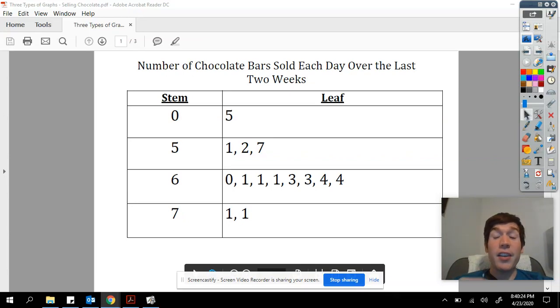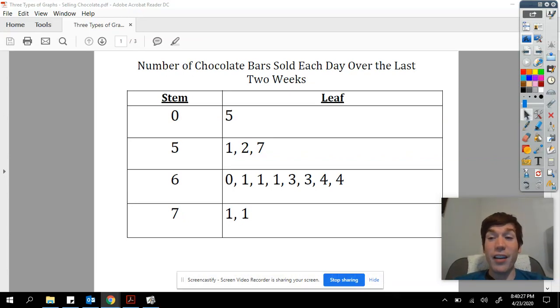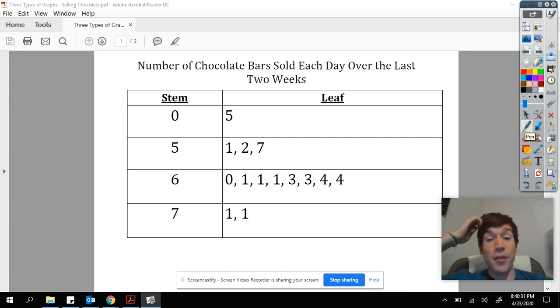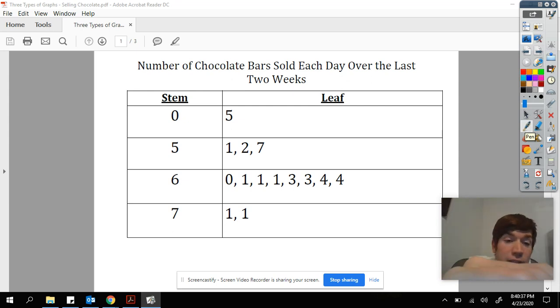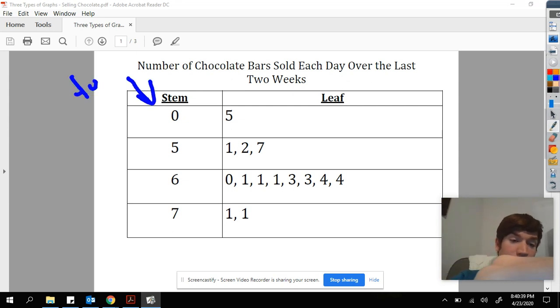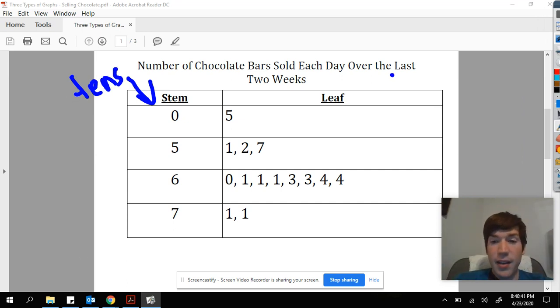So now that you've had a chance to look at some of this data, I want to talk about some of the similarities and differences between these three graphs. So let's first start looking at the stem and leaf. Now, in the stem and leaf, just as a reminder, the stem over here represents our tens place, and the leaf represents our ones place.